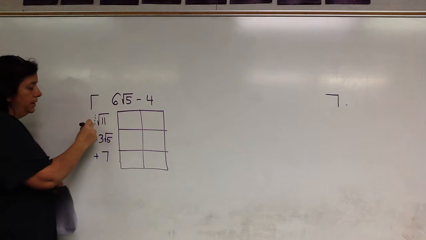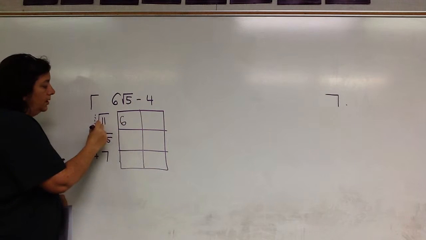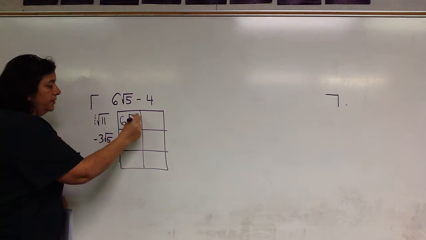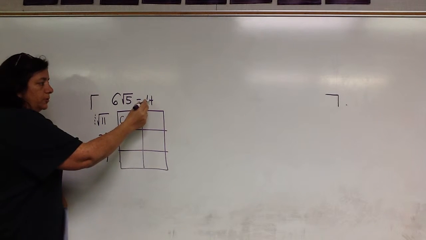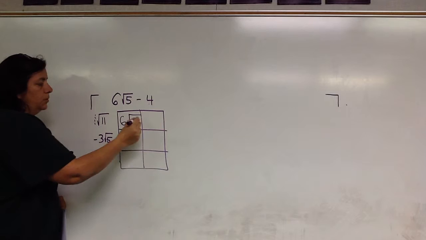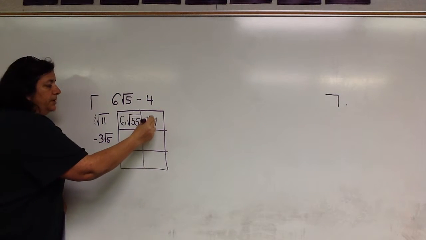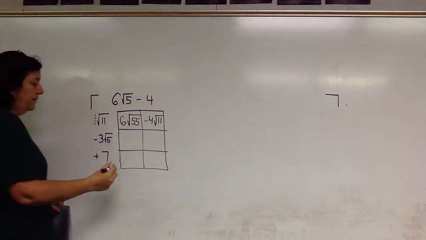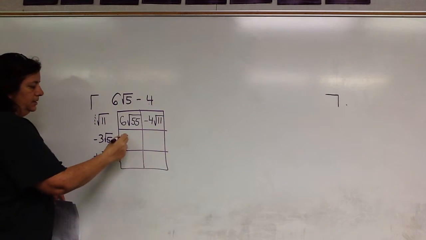There's an invisible 1 here. So we're going to multiply 6 times 1 and get 6. Root 11 times root 5, we get root 55. Then we have negative 4 times 1 root 11. We multiply the negative 4 times the 1, that gets us negative 4. And there's nothing to multiply the root 11 by, so we just keep it as root 11. Negative 3 times 6, negative 18.